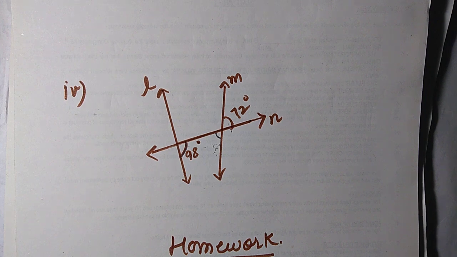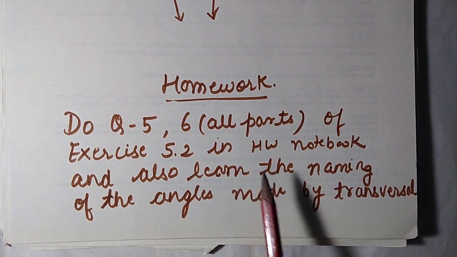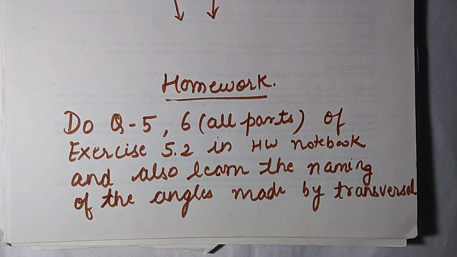So this is the completion of the chapter. Now come to the homework: you have to do question number 5, 6, all parts of exercise 5.2 in the homework notebook, and you have to learn the names of the angles made by a transversal. Tomorrow I will provide you the summary of the chapter with an assignment, and on Tuesday, that is on 21st July, you have the test of this chapter. So side by side revise the chapter also and prepare for the test. On Tuesday I will take the test.